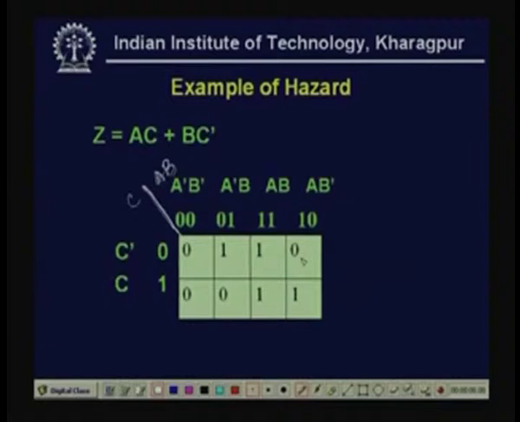So for the terms AC plus BC dash, this can be a realization. Here this is for BC dash, means for this couple, this represents BC dash, and this represents AC. So this is my BC dash and this is my AC.